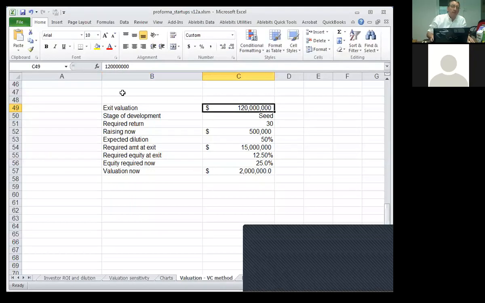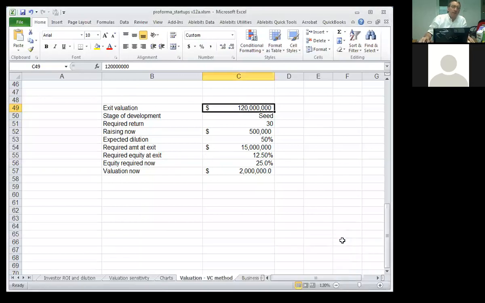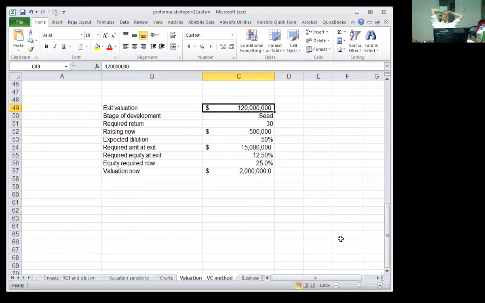I still have one zero too much. No, it's working. So let's say we use my typical exit scenario, which is 120 million, 100 to 150. Now we would get a valuation, 25% for 200 million. And you can see also where all our numbers come from, right?